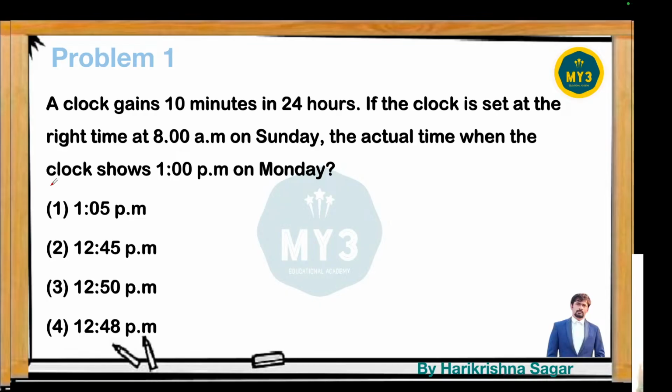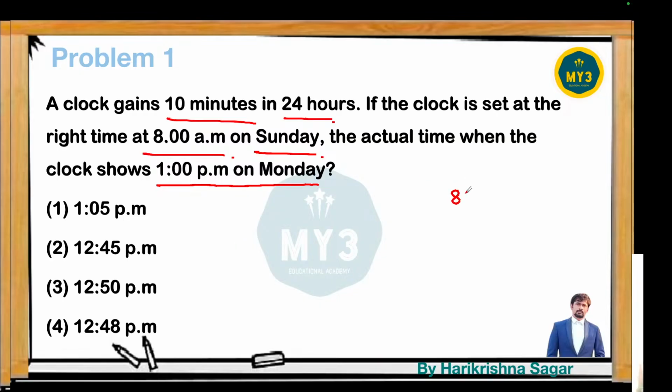And sometimes you are going to get questions on loss and gain. Loss and gain means they will be giving questions like this: a clock gains 10 minutes in 24 hours. If the clock is set right at 8 a.m. on Sunday, what is the actual time when it shows 1 p.m. on Monday? So they are just asking you to use the unitary method to solve this question.